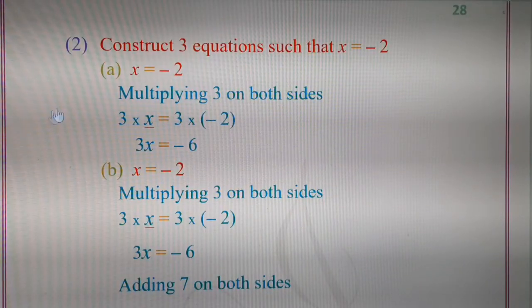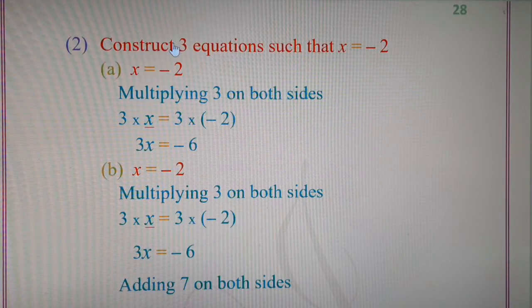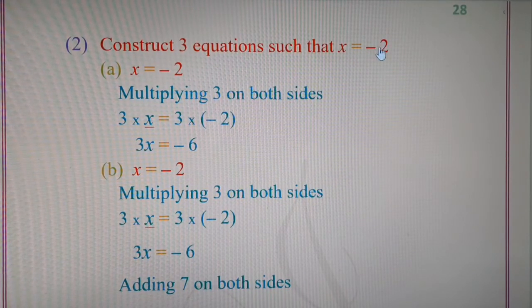Let us go to the second sub question. Main question 4, sub question 2. Construct 3 equations such that x equal to minus 2. Now the condition given is x equal to minus 2. We have to form 3 equations and all the 3 equations should be such that when we solve or simplify them further, the solution of that equation should be minus 2, x equal to minus 2.